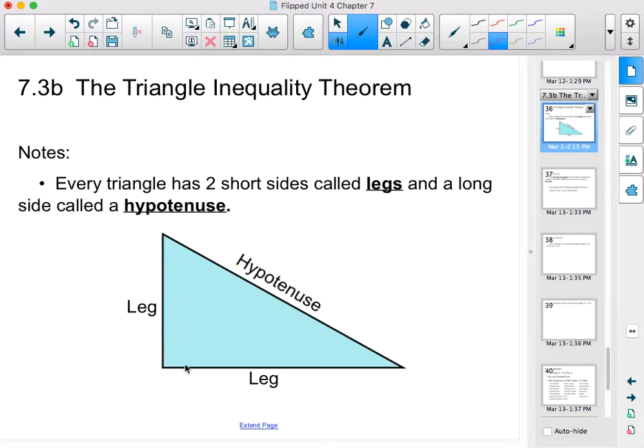One hint, sometimes it's hard to tell which sides are the legs and which side is the hypotenuse. The hypotenuse is always going to be across from your biggest angle. In this case, our biggest angle is the right angle here, so the hypotenuse sits across from it.